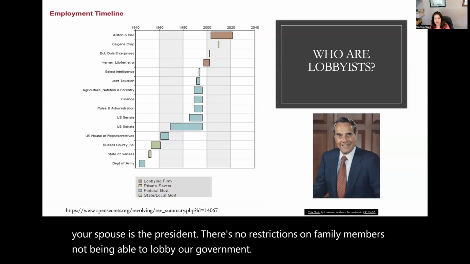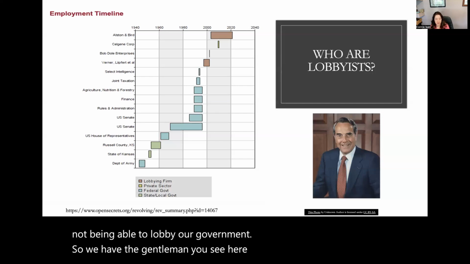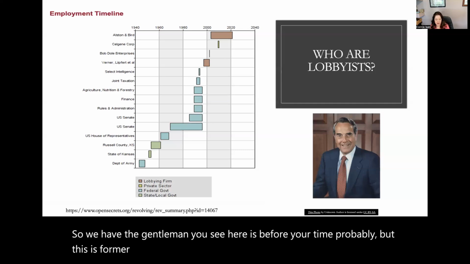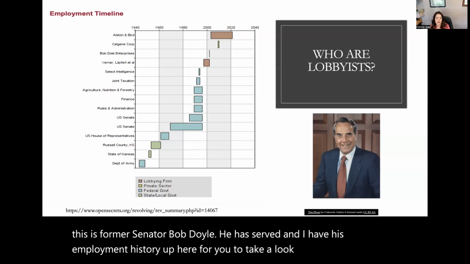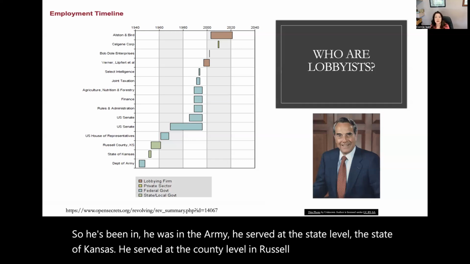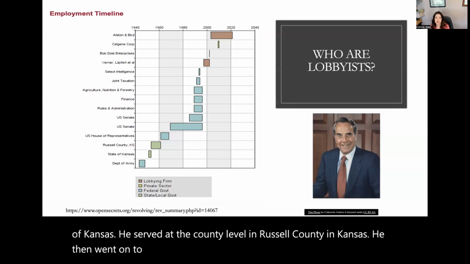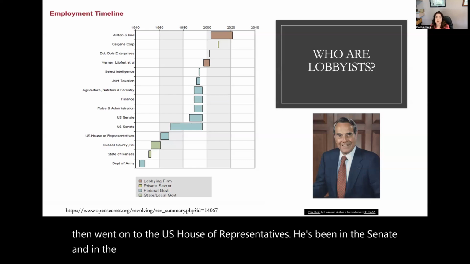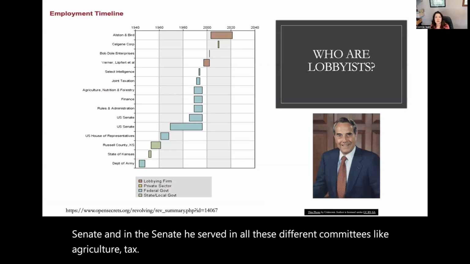So the gentleman you see here is before your time probably, but this is former Senator Bob Dole. I have his employment history up here for you to take a look at where he served. So he was in the Army. He served at the state level in the state of Kansas. He served at the county level in Russell County in Kansas. He then went on to the U.S. House of Representatives. He's been in the Senate, and in the Senate, he's served on all these different committees like agriculture, tax, intelligence, rules and administration.